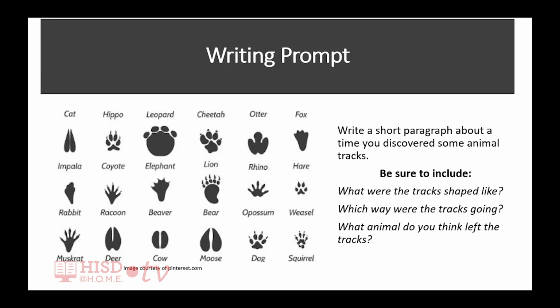Today you're going to write a short paragraph about a time you discovered some animal tracks. And you're going to be sure to include what the tracks were shaped like, what way the tracks were going, and what animal you think left the tracks. You can also include a time when you found animal tracks and where you found them. This writing is totally up to you and how you make it come alive.